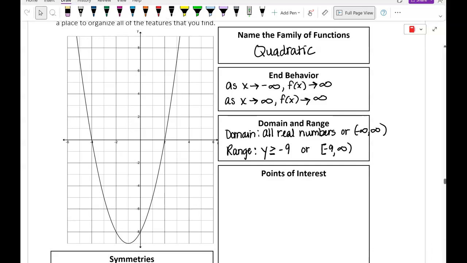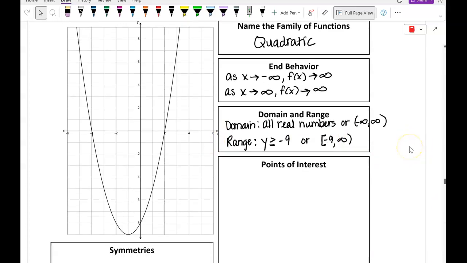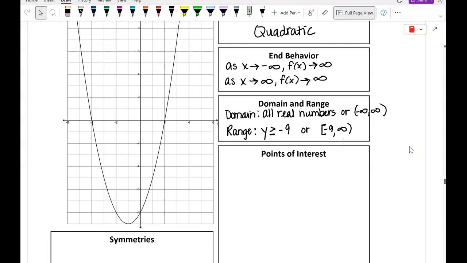All right, points of interest. First, we have to make that table of values. Again, we won't necessarily have as many points here, though this one there are quite a few. We have -5, 7, -4, 0, -3, -5, -2, -8, -1, -9, 0, -8, 1, -5, 2, 0, and 3, 7. So we are able to identify quite a few on this quadratic here.